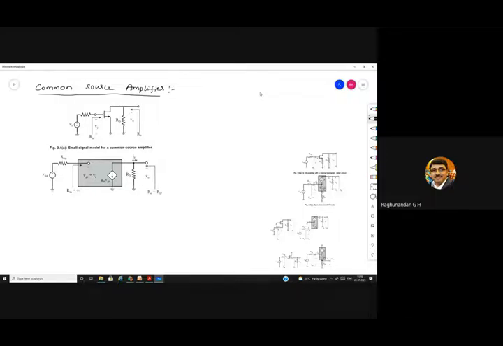As I told, the gate is going to offer ideally infinite resistance, practically megaohms of resistance. Obviously, it is considered to be an open circuit. That's why we have not connected anything.